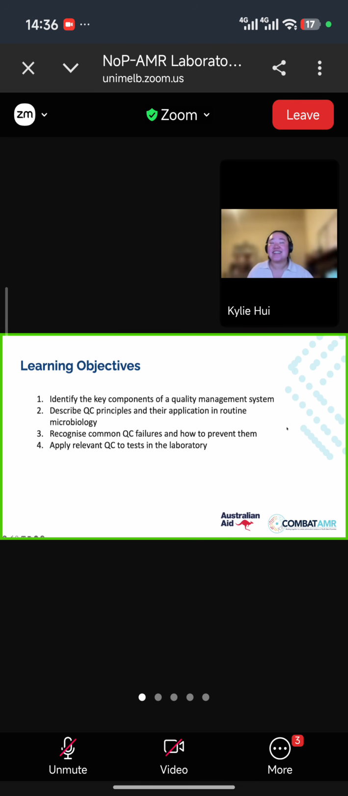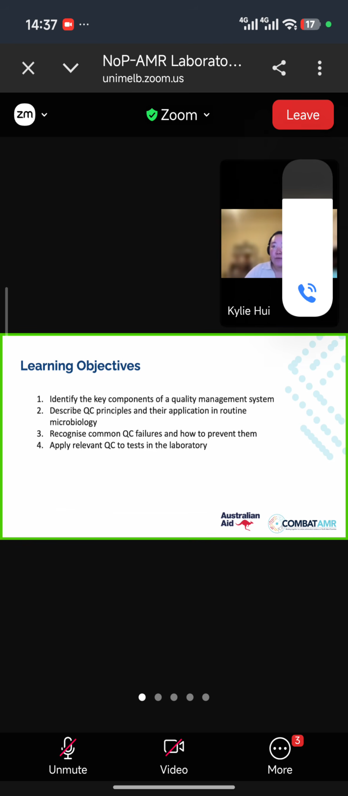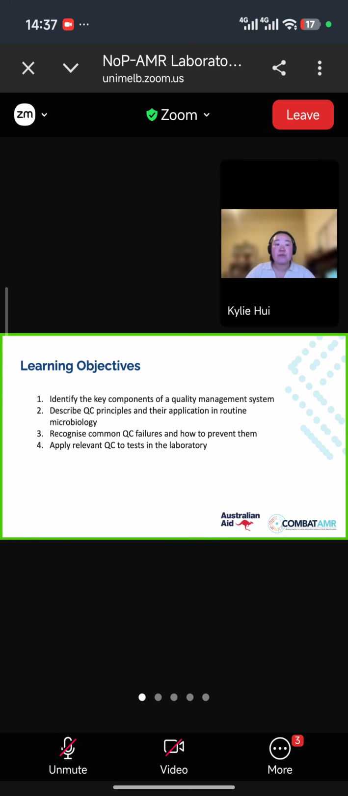Okay, so today the learning objectives are first to identify the key components of a good quality management system. We want to describe some QC principles and their application in the routine microbiology laboratory. We want to recognize some common QC failures and how we can prevent them, and lastly to apply the relevant QCs to specific tests in the laboratory.